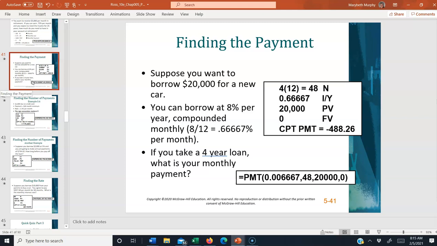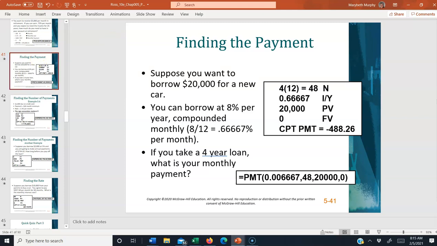Okay, suppose you want to borrow $20,000 for a new car. You can borrow at 8% per year, compounded monthly. So we're going to have to take that 8% yearly rate divided by 12 to get our interest rate per month of 0.66667. If you take a 4-year loan, what is your monthly payment?